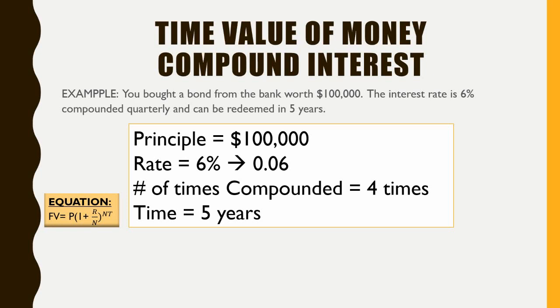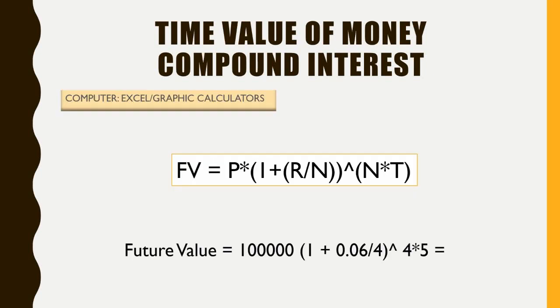Now, we need to solve for future value first, right? So this is what we're going to do. This is the component that we're going to use on Excel, is that we're going to break it down like this. You're going to punch it into Excel exactly like this, starting with your equal sign, right? You're going to plug in P. You're going to have that asterisk, open parentheses, 1 plus, open parentheses, R divided by N, close parentheses, close parentheses. You're going to have that caret, open parentheses, N times, with an asterisk, T, and then close that parenthesis, right?